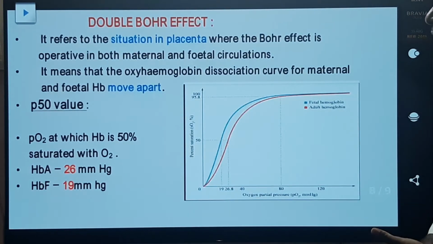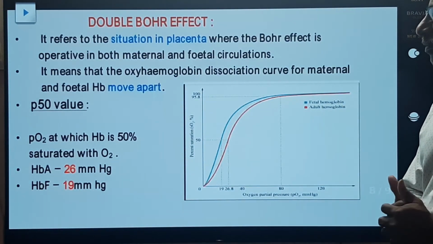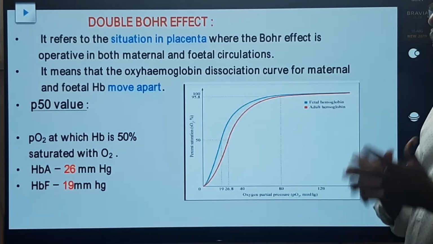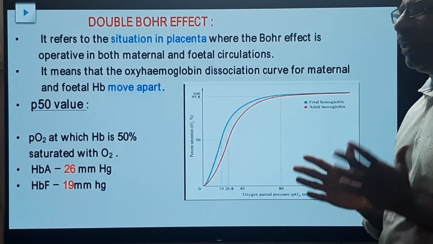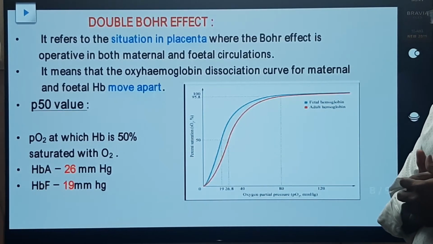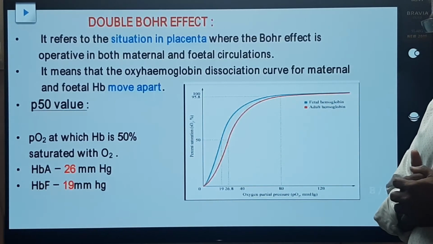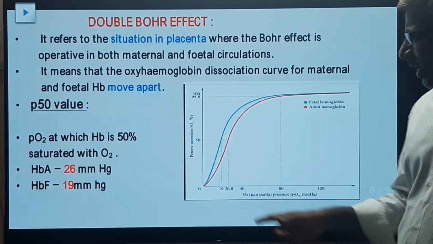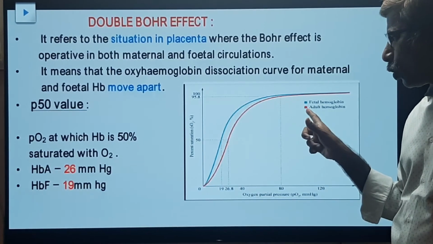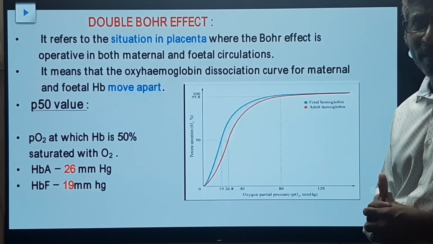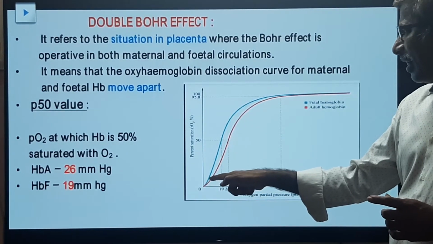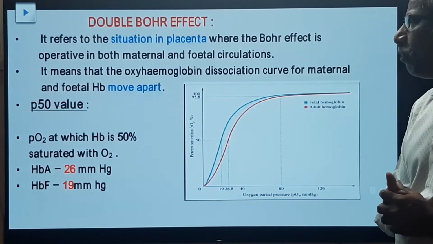Now we discuss the double Bohr effect. What does the double Bohr effect mean? The hemoglobin saturation is different in a fetus and an adult woman. You might have seen here are two sigmoid curves. The red curve belongs to the adult, the mother, the pregnant lady. Whereas the blue curve is the fetal hemoglobin.